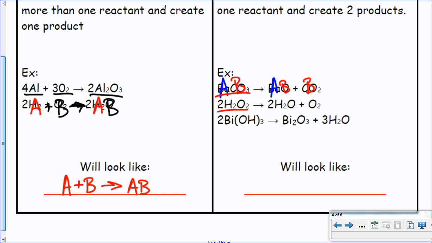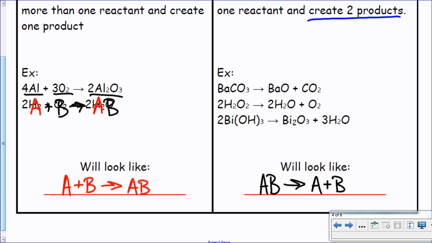We've got one thing that's becoming multiple things. I guess maybe a really easy way to look at decomposition is you've got one compound becoming something plus another something. One thing breaking down to make others. Typically, if we put the codes over them, they look like AB becoming A plus B. But as you can see in those examples, it's not exactly that cut and dry. So really what you want to look for is one reactant creating two products.